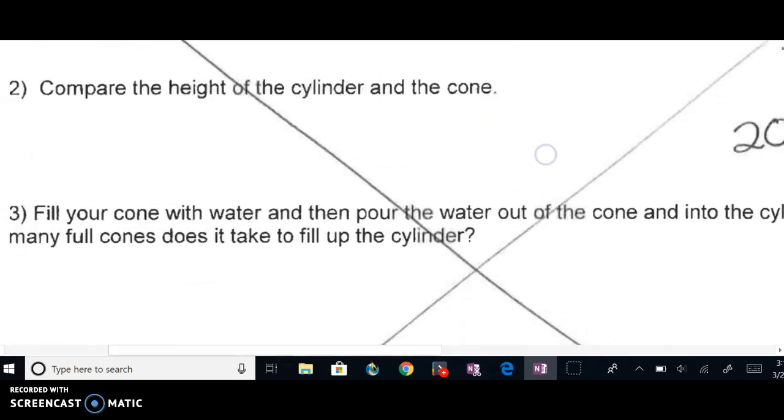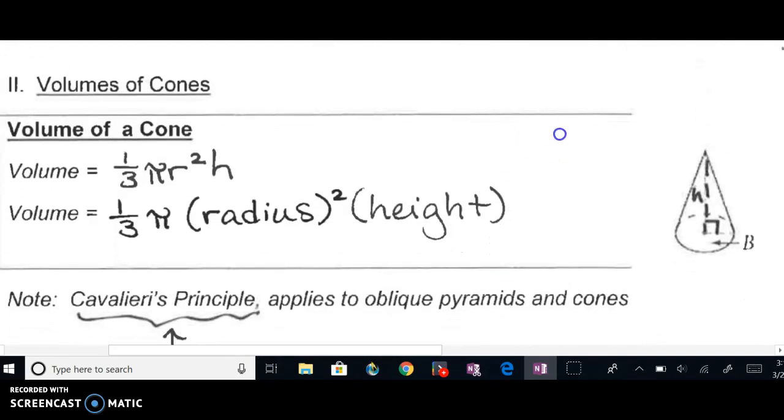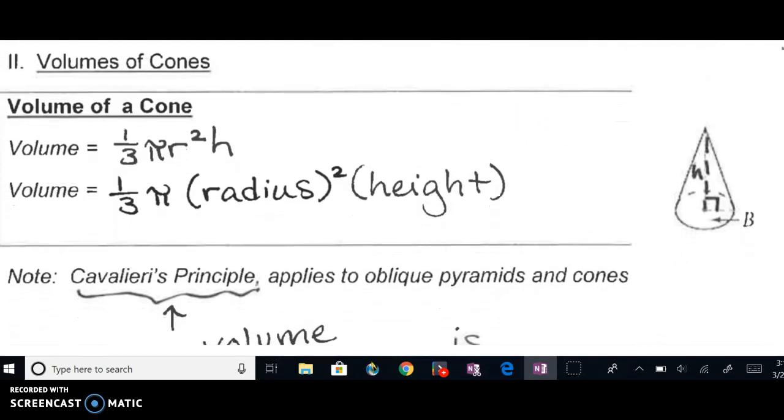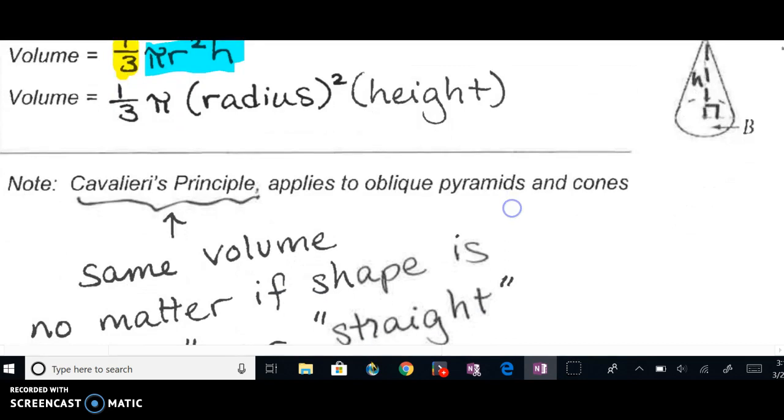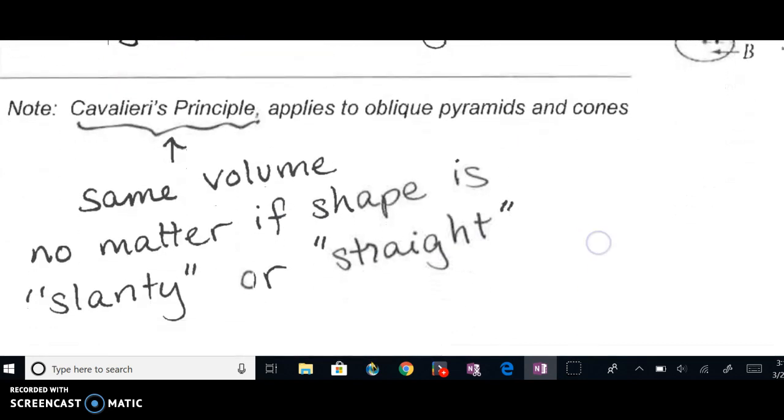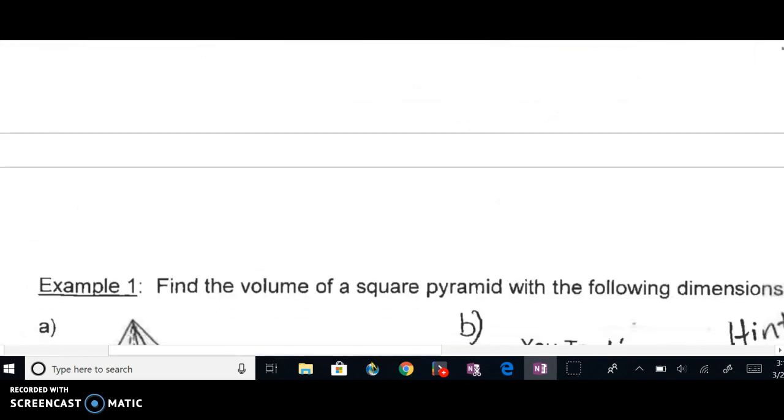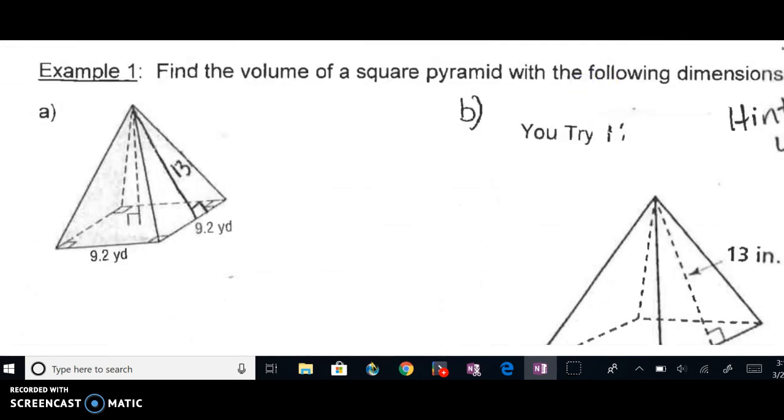So let's look at the volume formula for a cone. Same thing. This was the formula for a cylinder, and a cone just happens to be 1/3 of the volume of a cylinder. And you should note that this applies to both right and oblique pyramids and cones. So it doesn't matter. The volume will be the same regardless of if it's slanty or straight. Okay, so let's look at our first example.